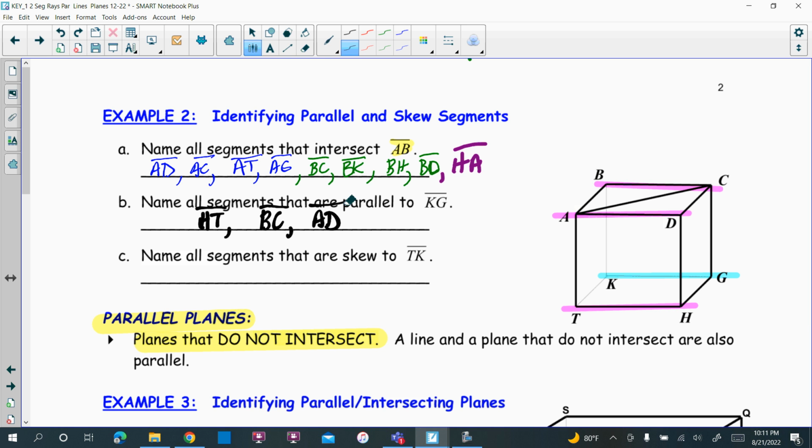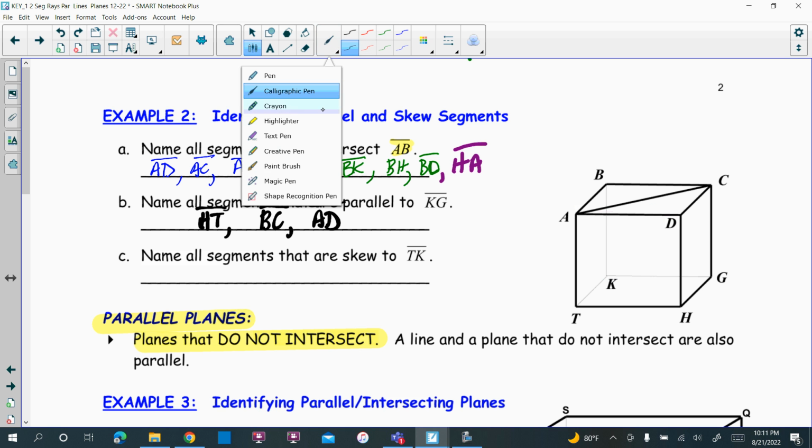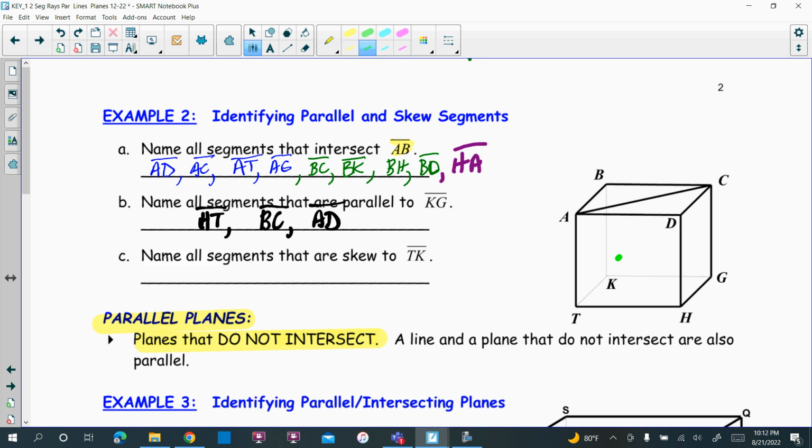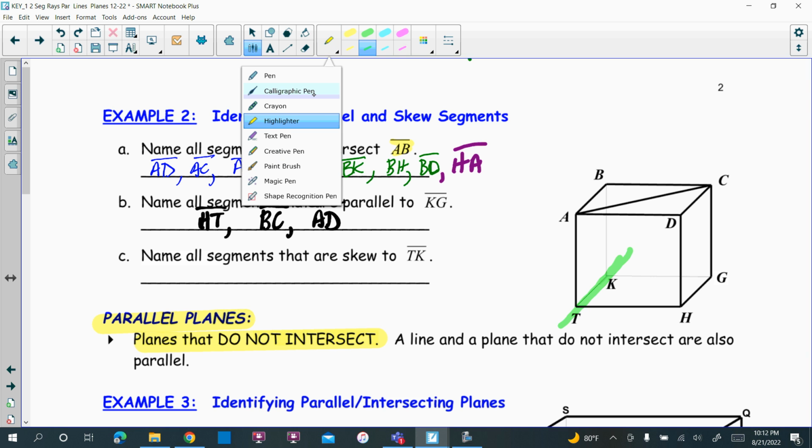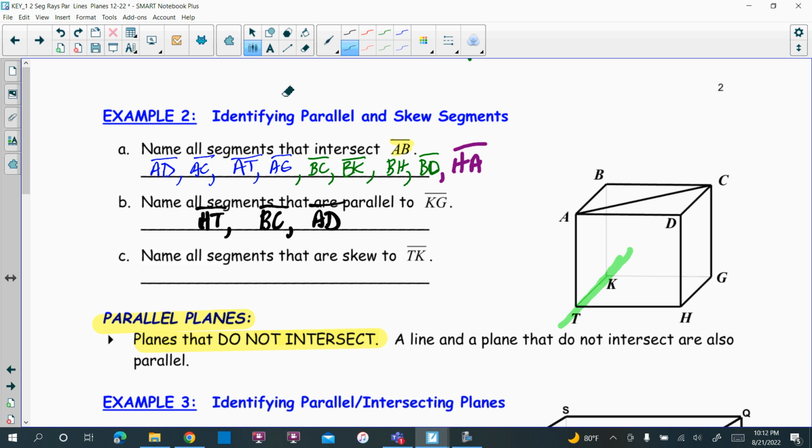All right, and now we want to name all the segments skew to TK. So for that, I'm going to highlight that segment so you can see which one we're going to focus on. So we're focused on this segment here. We want all the segments that are skew. So if you want to pause, like I said, and come back and check, you can. But there are actually 6 segments that are skew to this. Okay, so that segment is on the bottom face of the prism. So I'm going to automatically not pick off of that face. Let's go to the top.